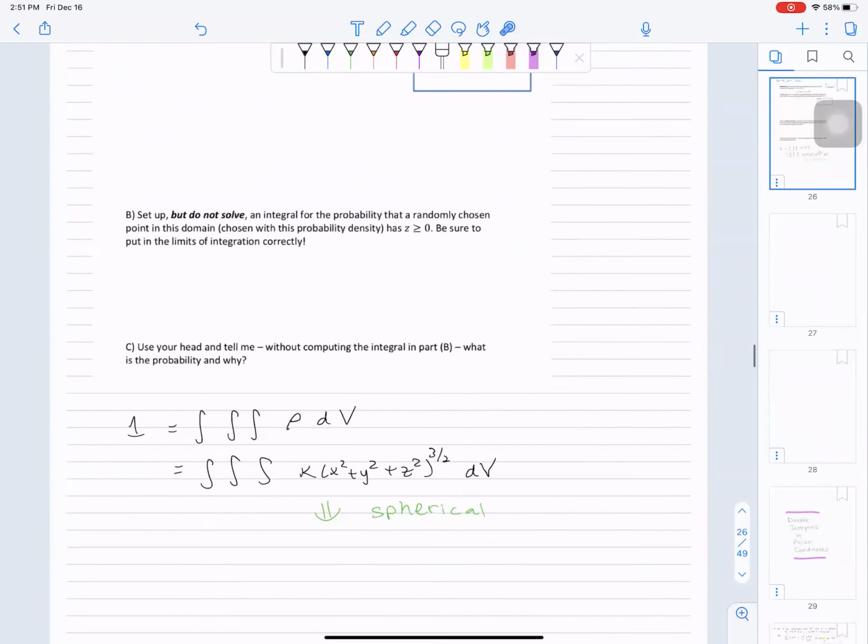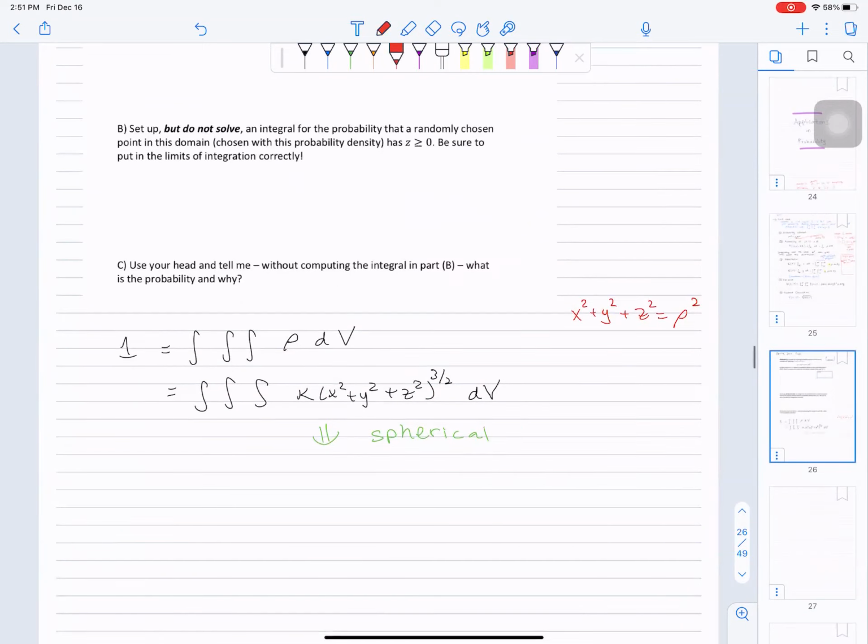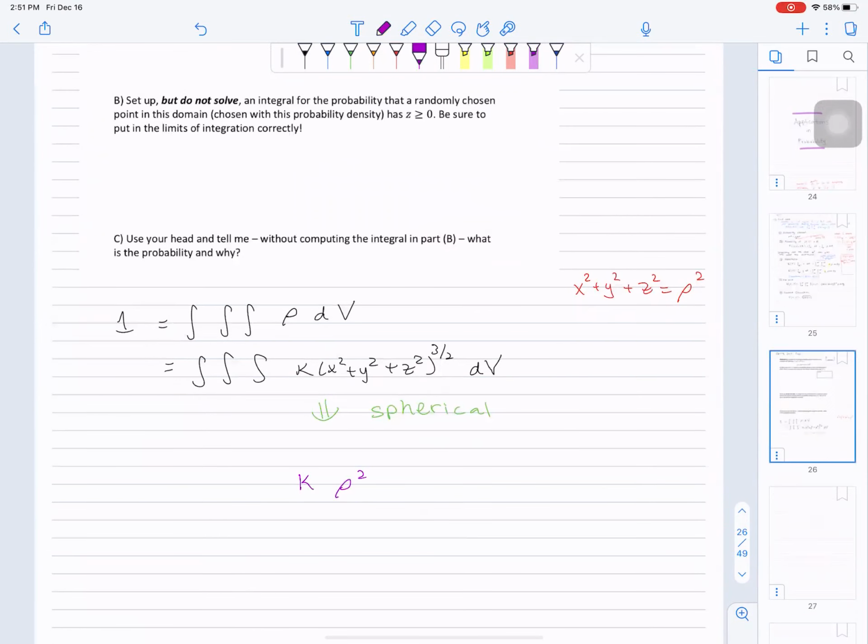All right, so we can convert to spherical coordinates. How do I convert to spherical? Well, we had the formula where x squared plus y squared plus z squared always equals rho squared. And so when I convert to spherical, I will have k times (rho squared) to the 3/2 dv. And when I convert to spherical, what happens with this dv? It becomes rho squared sine phi.